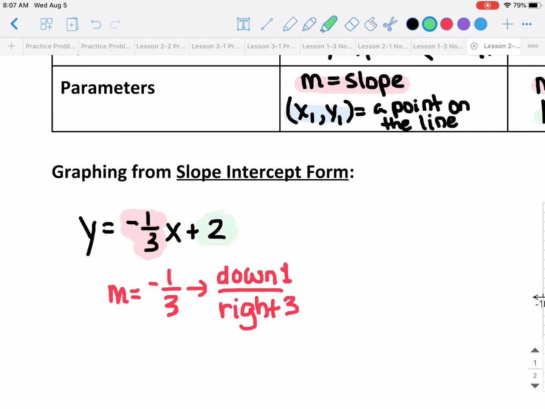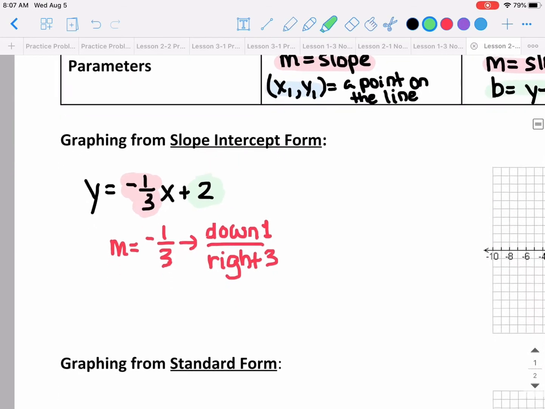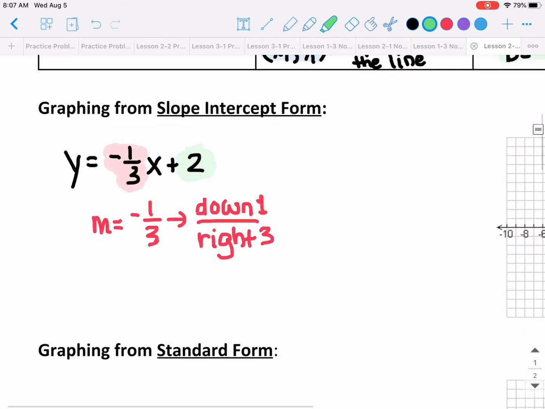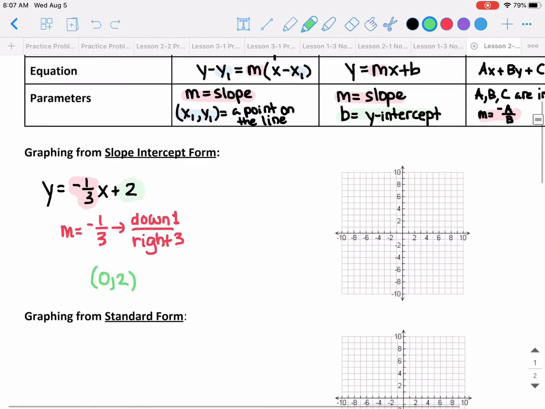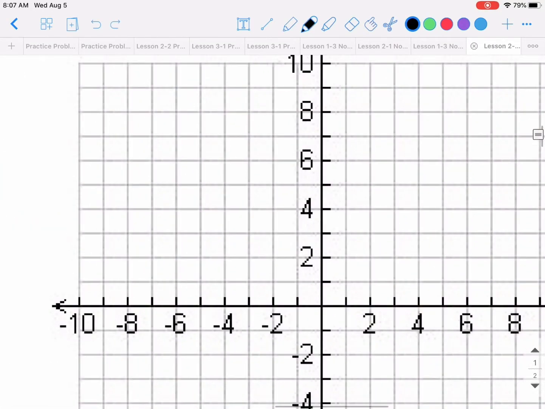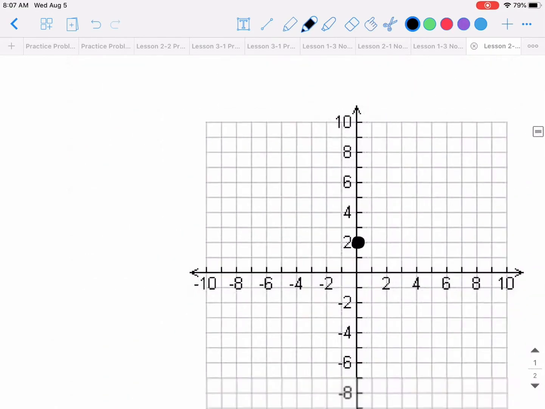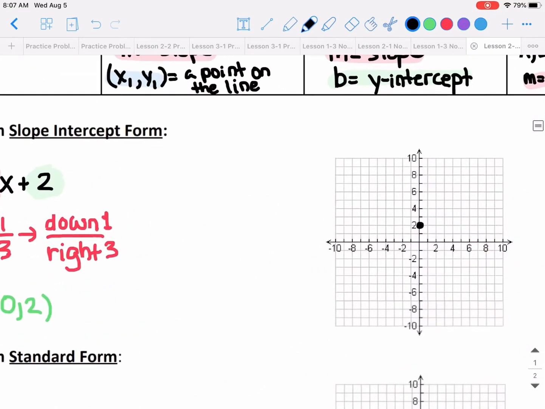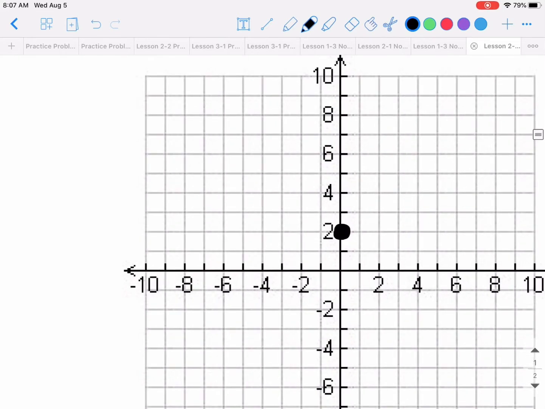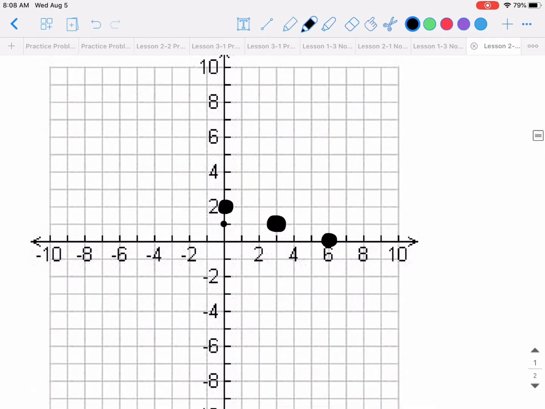That's the important point that I'm going to plot first if I have the slope-intercept form. And that y-intercept is 0, 2. I get that from my b. I'm going to put that point on this graph, 0, 2. And then, because the slope is down 1, right 3, from that point I'm going down 1 over 3.